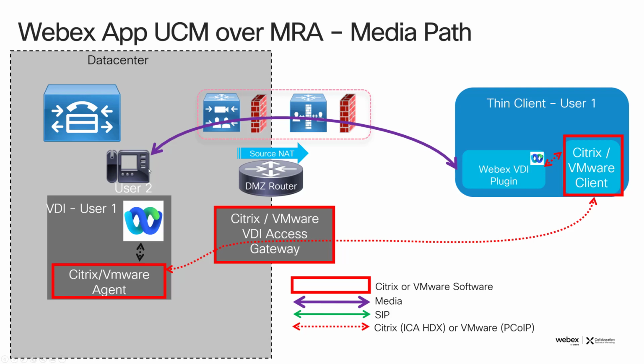So the other party could be a desk phone, it could be another Webex app user, it could be a PSTN gateway, it could be a conference resource. So when the thin client is outside and the other party is inside, media will be routed through the expressway infrastructure.